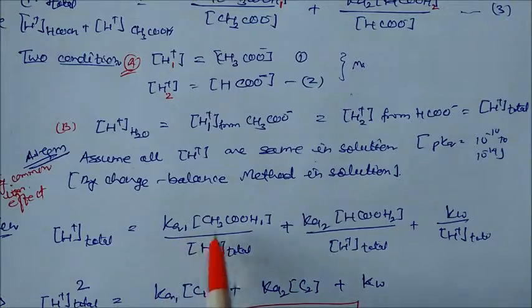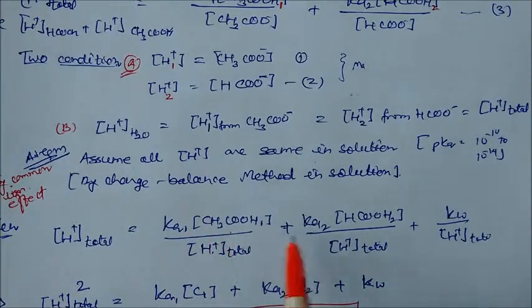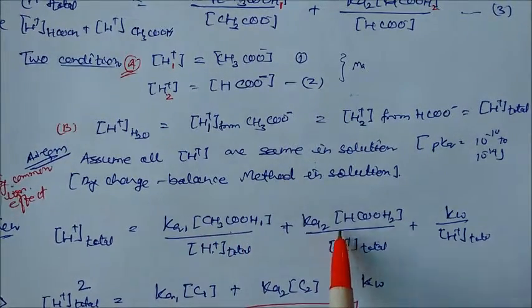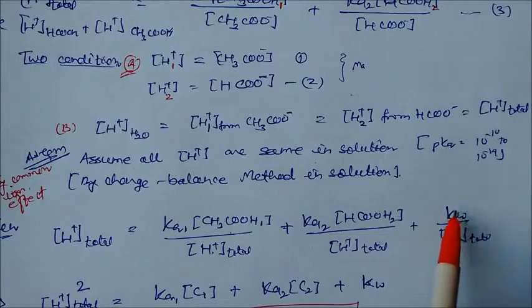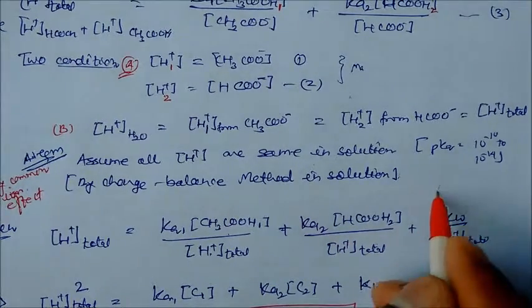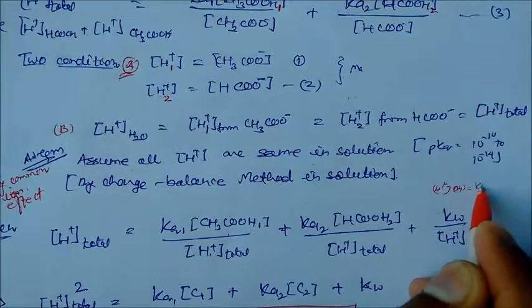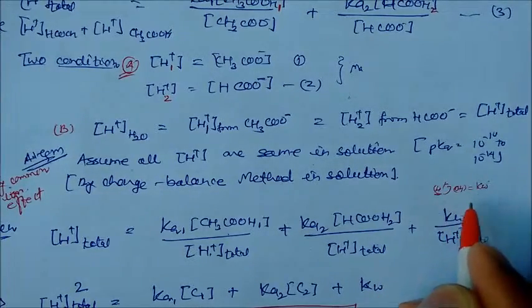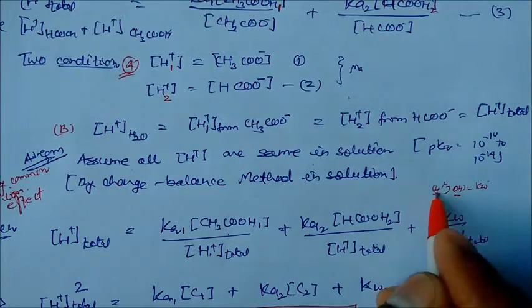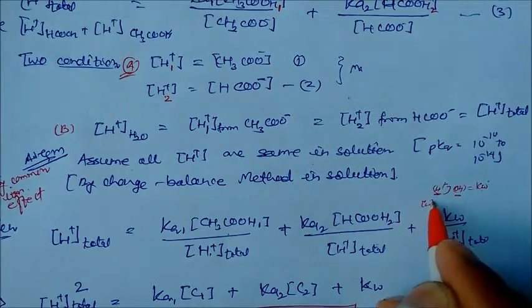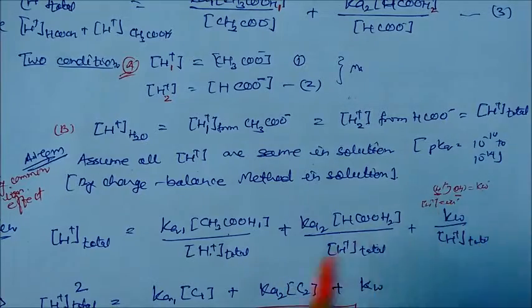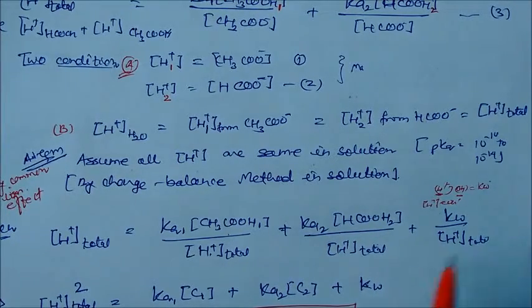So H plus from the acetic acid, this is the value, H plus from the formic acid, and H plus from the water. Water means H plus into OH, so this is coming from H plus into OH equal to KW. So H plus equal to KW by OH; H plus and OH are both equal to each other. So H plus will be equal to KW by H plus total.